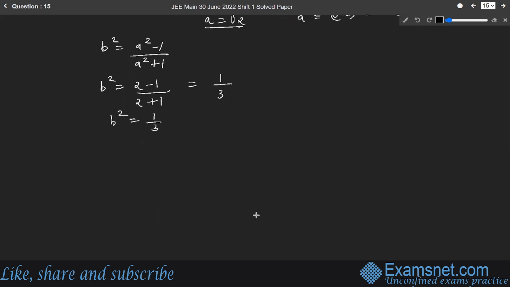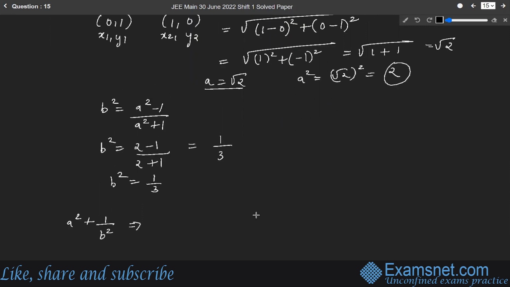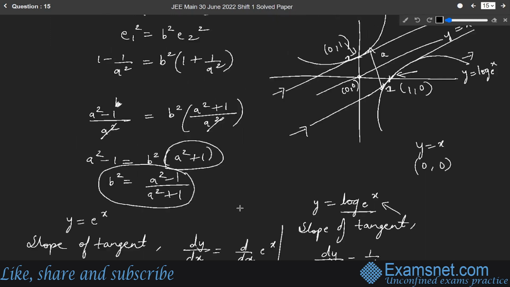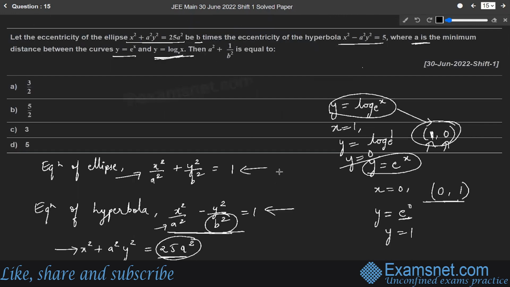We have to find the value of A square plus 1 upon B square. What is A square? A square is 2. So 2 plus 1 upon B square. What is B square? 1 by 3. So this will be equal to 2 plus 1 upon 1 by 3, right? So when we add both these values, it will be equal to 5. So for this question, the correct answer is 5. I hope you are clear with this question. Now let us look at the options. The option that has 5 is option D. So the correct option is D here.